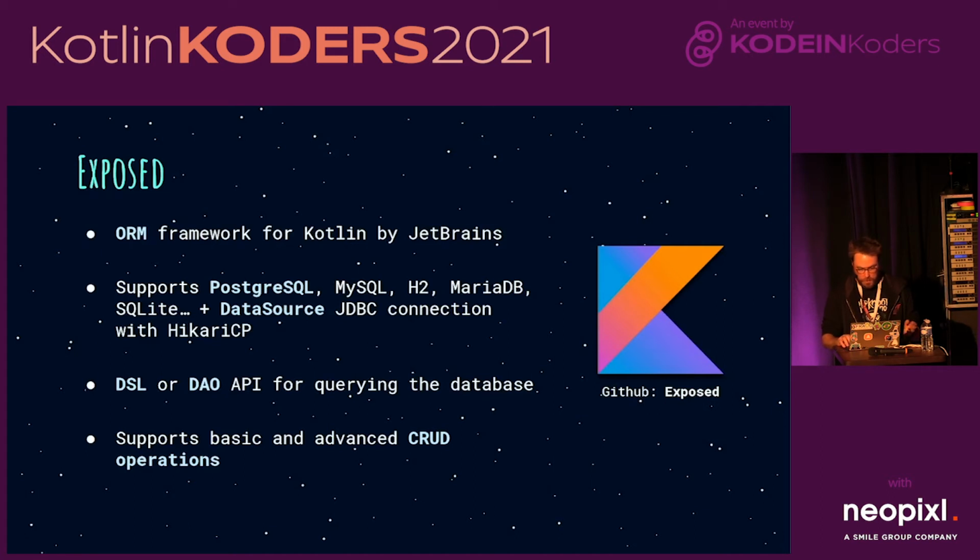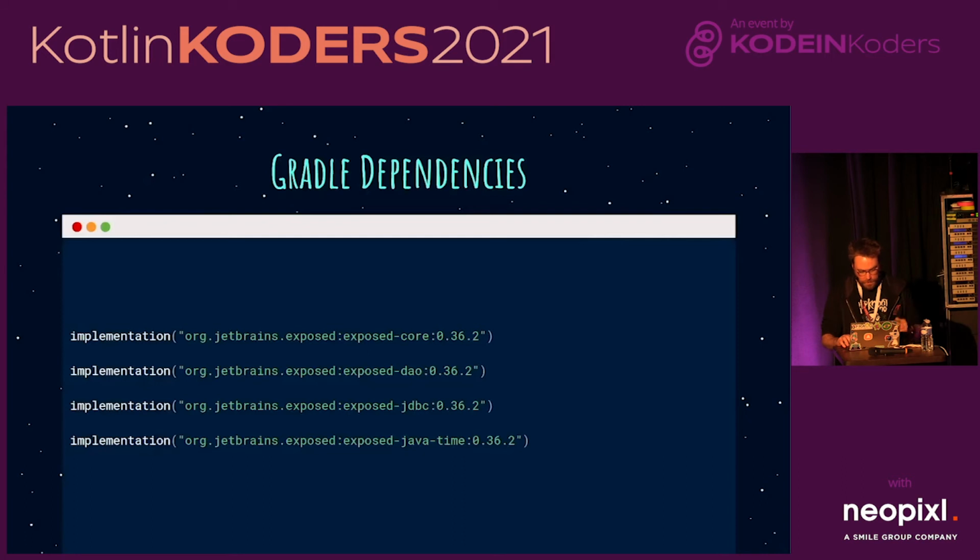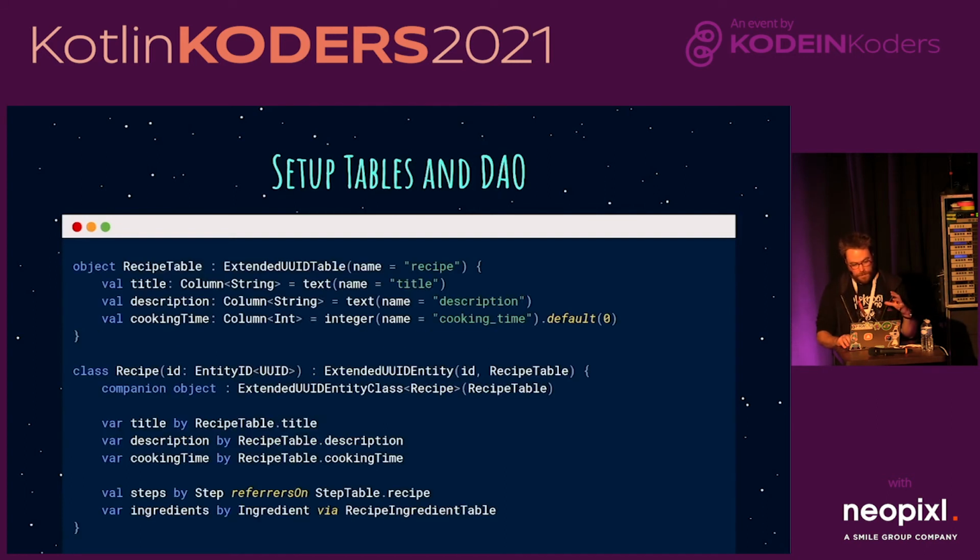Okay, so in order to deal with our database, we're going to integrate these 4 libraries: Exposed core, the DAO, the JDBC connection, and the Java time in order to have some date types in our database. Okay, so let's see how we can set up the tables and how we can query the database thanks to Exposed. For example, we have a recipe table which contains a title, a description, and a cooking time.